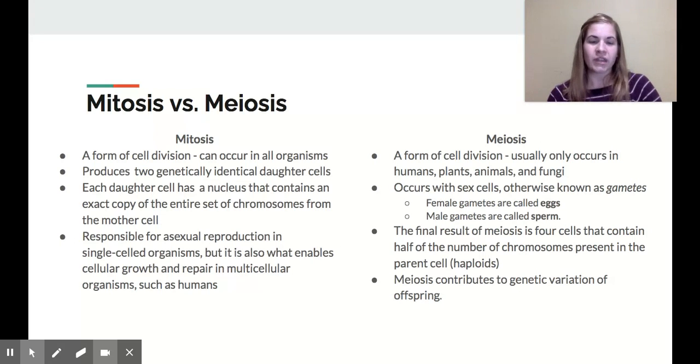Lastly, the other big difference is that because we have different cells being created that are not all identical, it does contribute to genetic variation in your offspring. So that's what would make your offspring different from the parents.